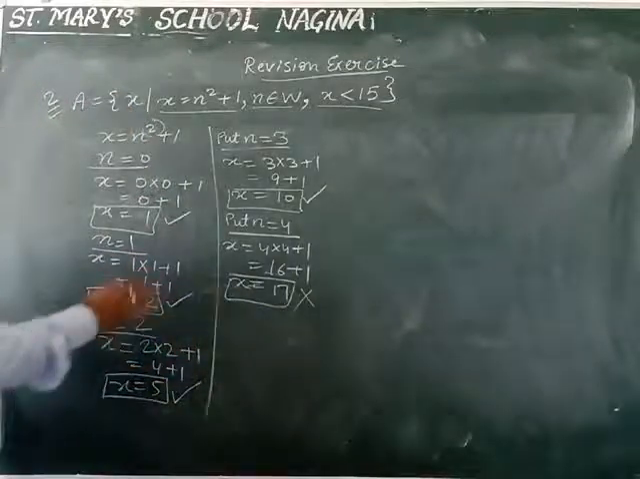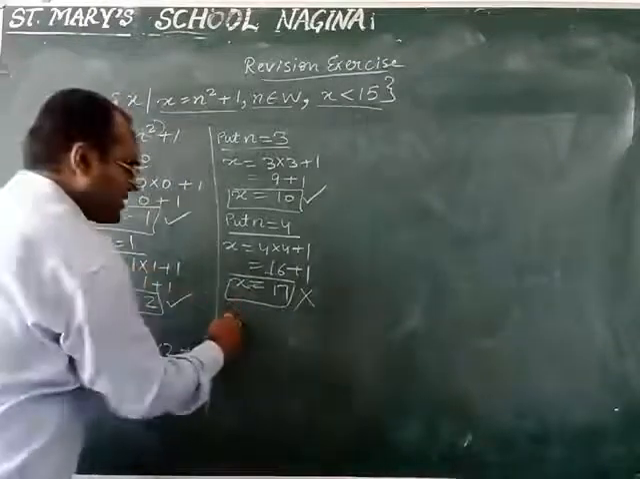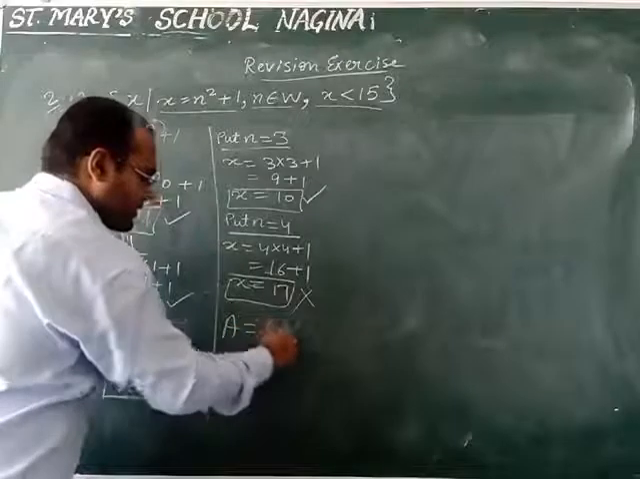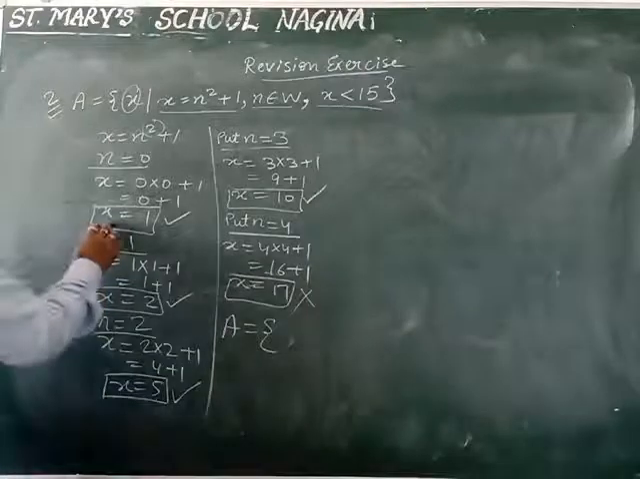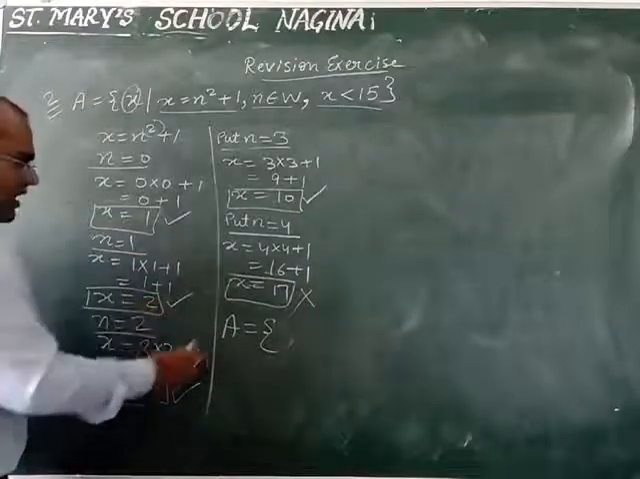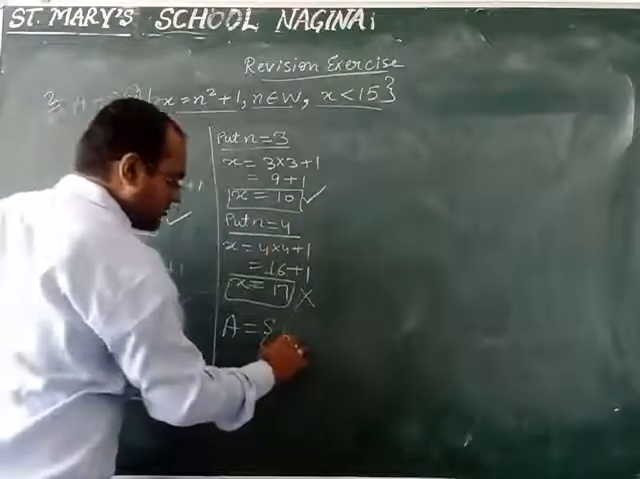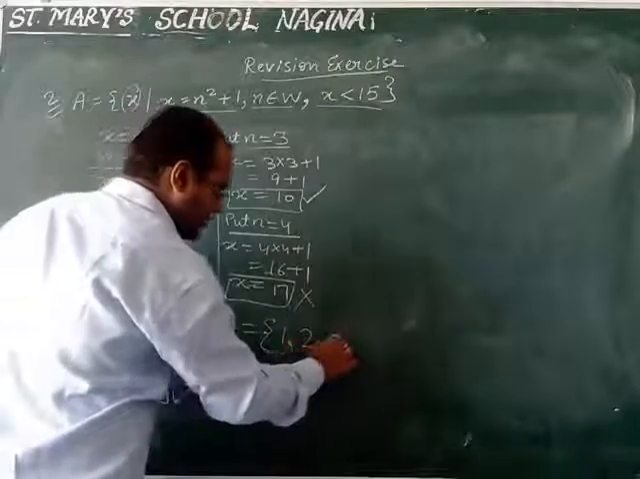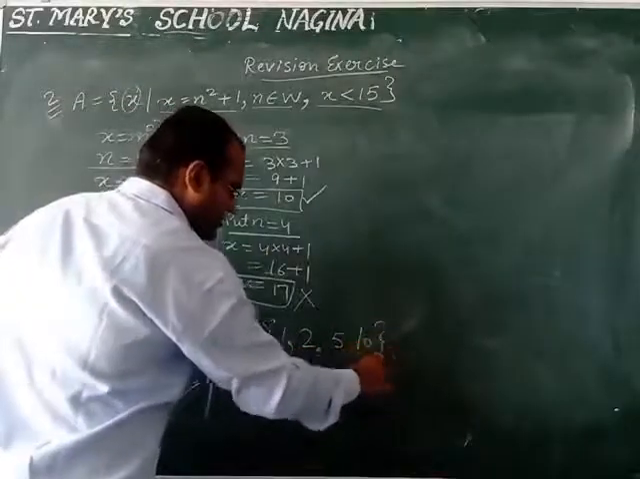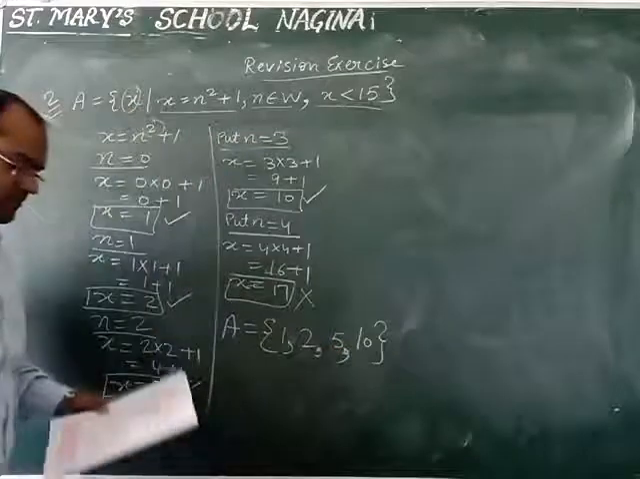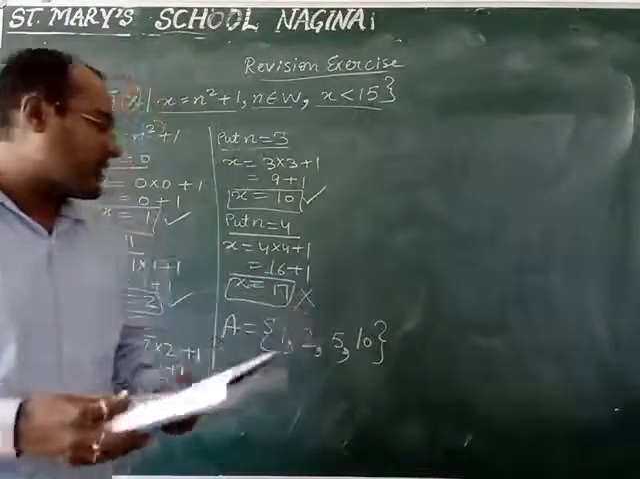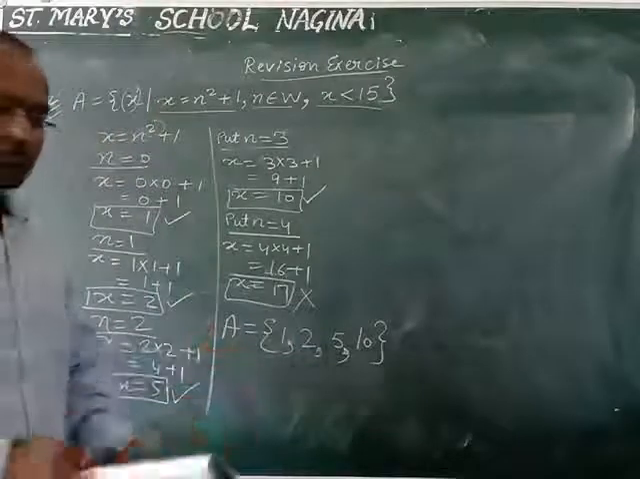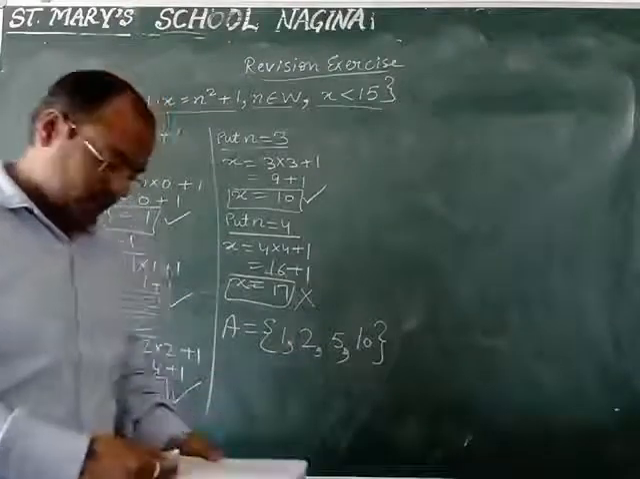Now we have to write the answer of A set. In the set A we have to write X. So what are the correct answer of X? X is 1, 2, 5, 10. So this is the answer of A set. The question is asking you have to write in roster method. So we had written here roster method. Answer is 1, 2, 5 and 10.